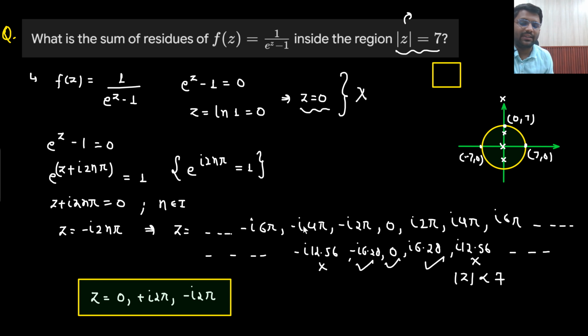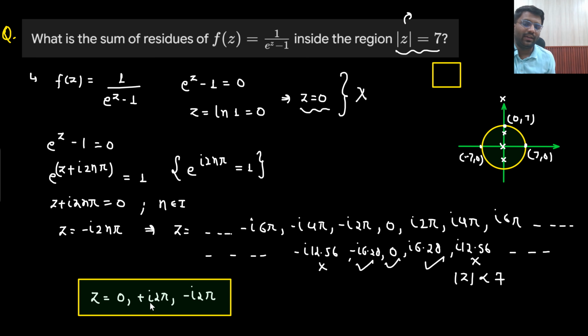But sir, here I was taking only 1 point. This would have created the problem. Are you able to understand this point? Here I was taking only 1 point, which was z equals 0. But sir, z equals iota 2 pi and z equals minus iota 2 pi are also lying inside the circle. Is that understandable to you or not?